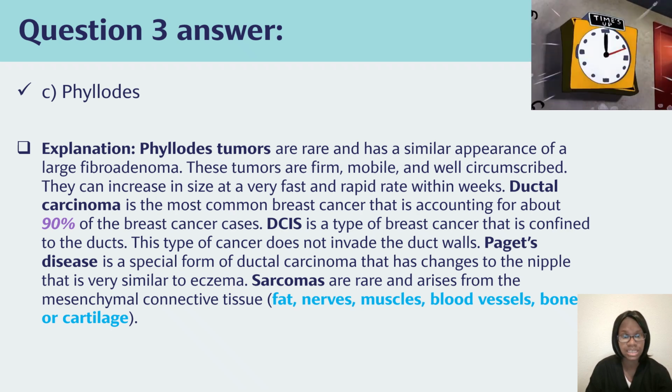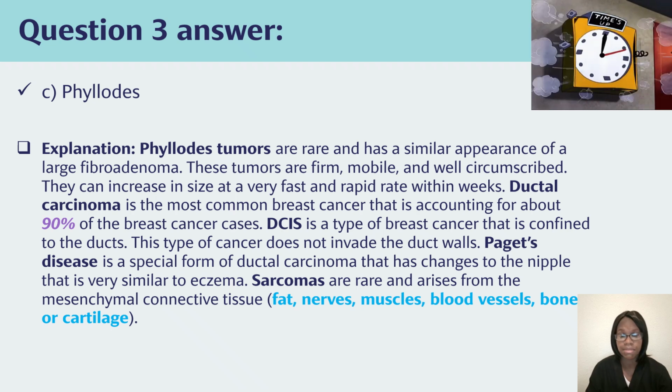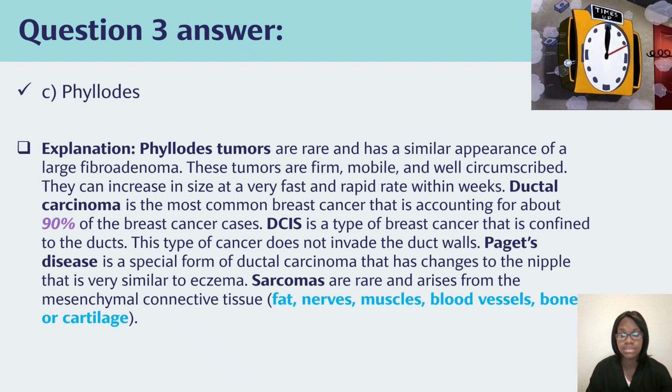For Paget's disease, this is a special form of ductal carcinoma that has changes to the nipple that are very similar to eczema. So I have eczema, so whenever I get it all over my body, I'm still checking my breast for different changes. But if I'm getting it in that area, of course, it does make me nervous being a mammotech.